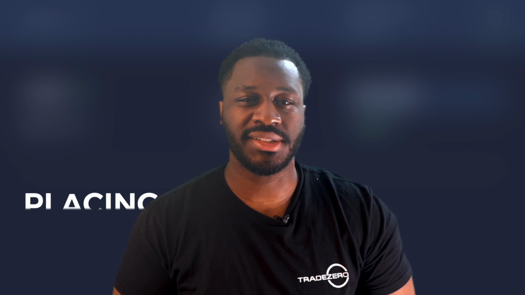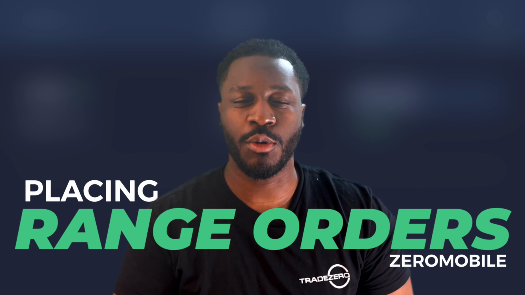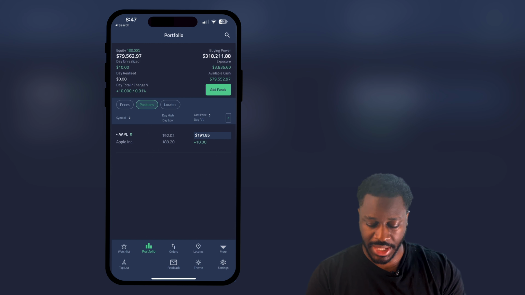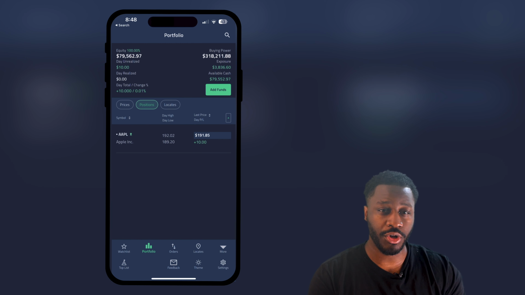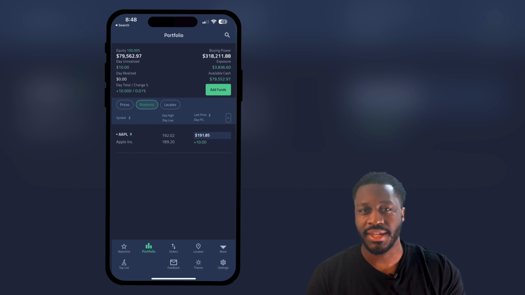Okay, hey everyone, let's take a look at placing range orders in the ZeroMobile application. So let's first open up the application and go over to our portfolio. Creating range orders will work on any pre-filled orders, so any existing orders that you have in your portfolio.